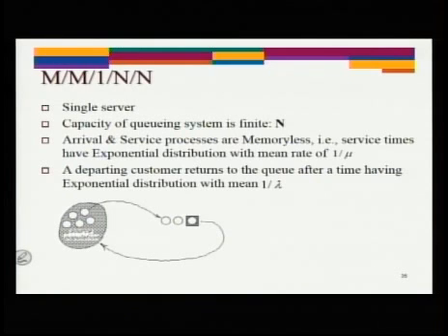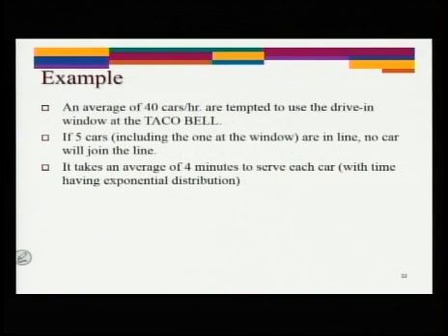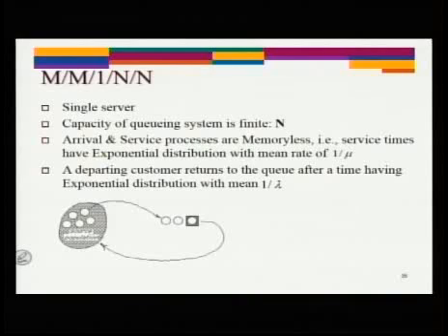So, okay, this is the single server queuing model. The capacity of this queuing system is finite. How do you know that? The first characteristic is N, right? And the arrival service process is Markovian. The service times have exponential distribution with mean of 1 over mu. And departure, so each customer in this case, after being served, they return to the source population here. So once they get served, they return.